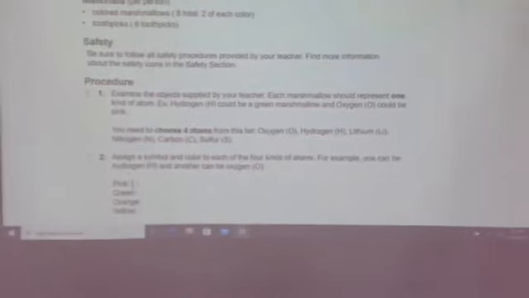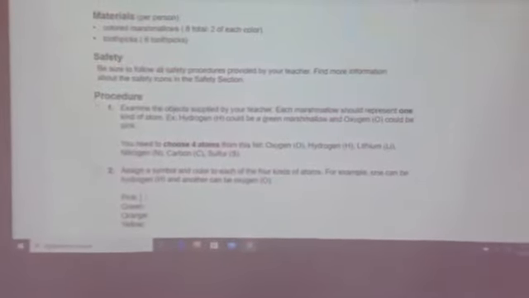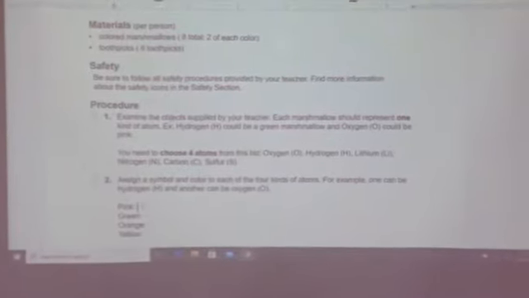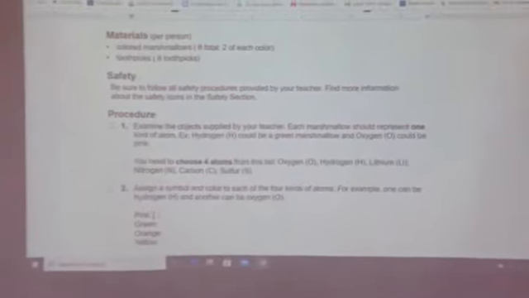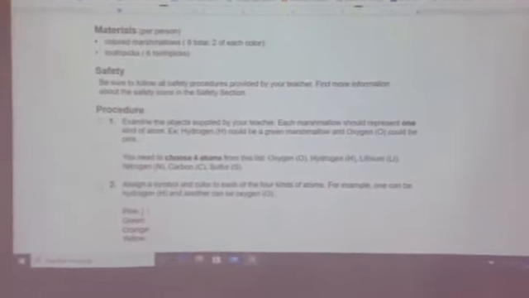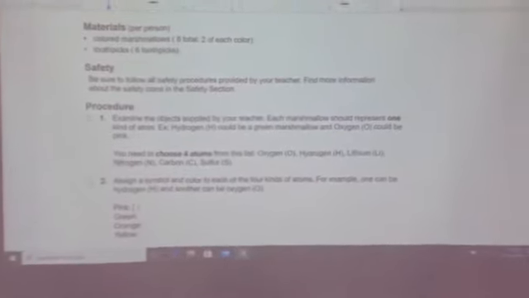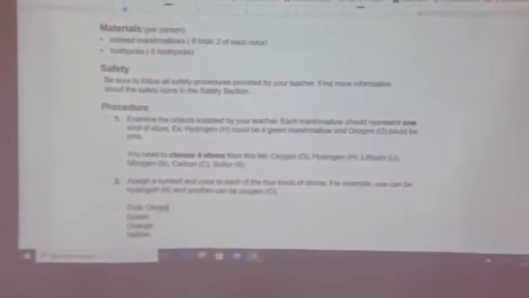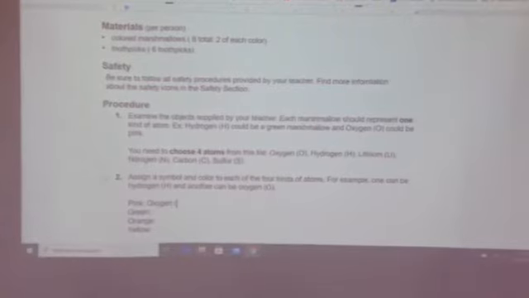Mrs. Tobias and I are actually going to pick them for you. We're going to assign a symbol and color to each of the 4 kinds of atoms. For example, one can be hydrogen and another can be oxygen. So, let's make pink oxygen. Make sure you do this on your document too. So oxygen is O.